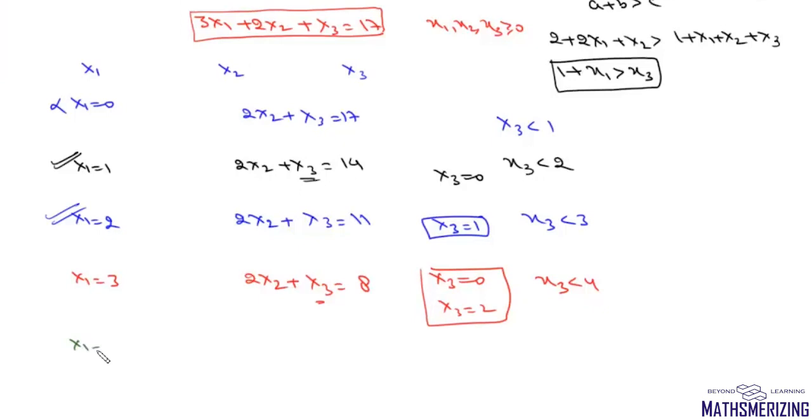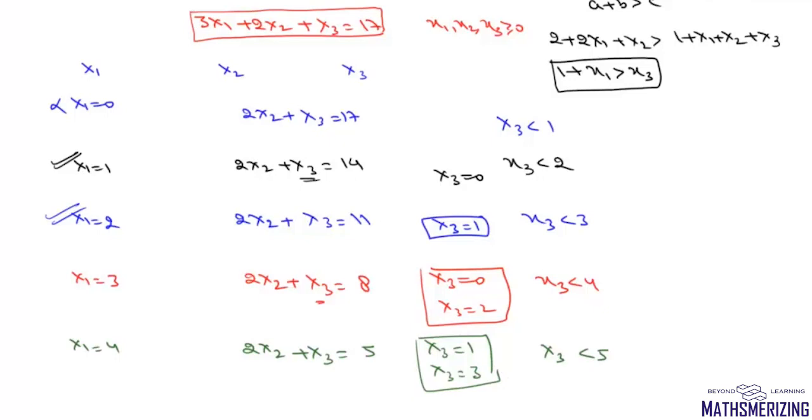Now we'll take x1 as 4. Then we can write 2x2 plus x3 is equal to 5, where x3 should be less than 5. Now x3 takes odd values. So the value of x3 can be either 1 or 3. So we have two more triangles.